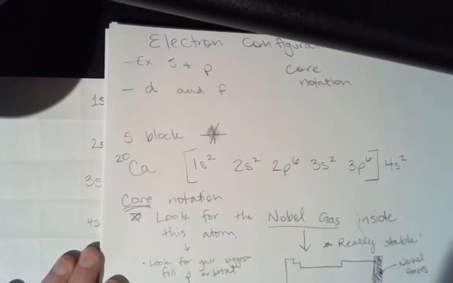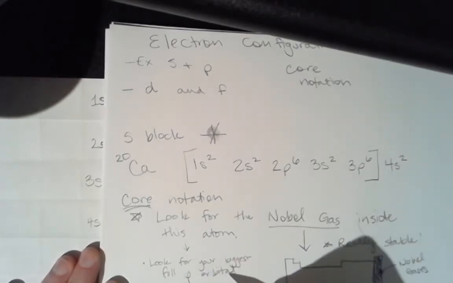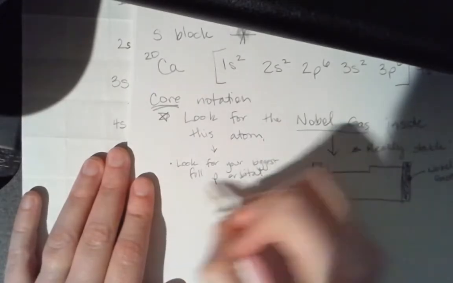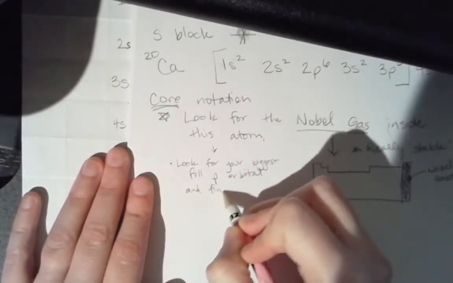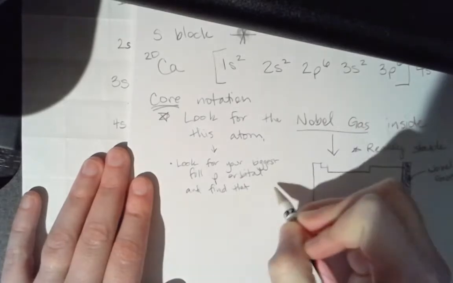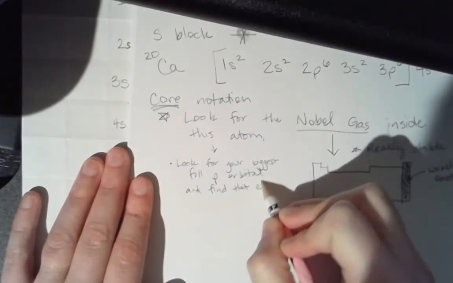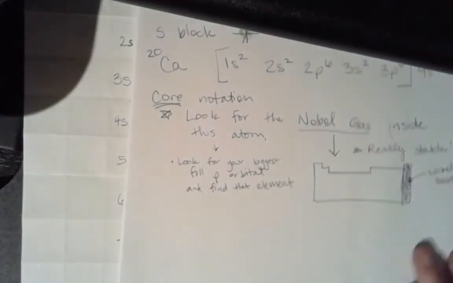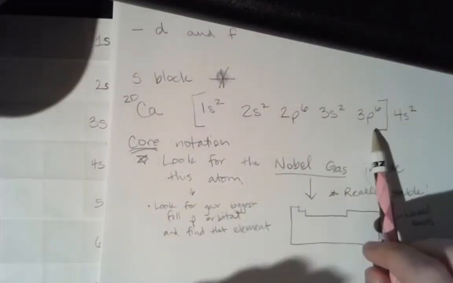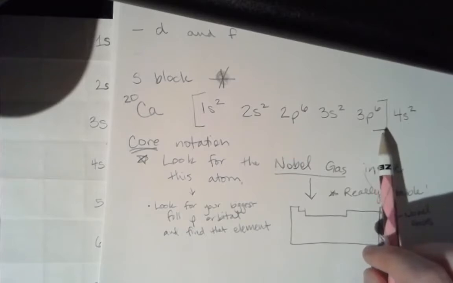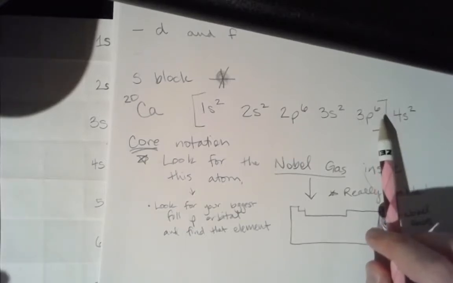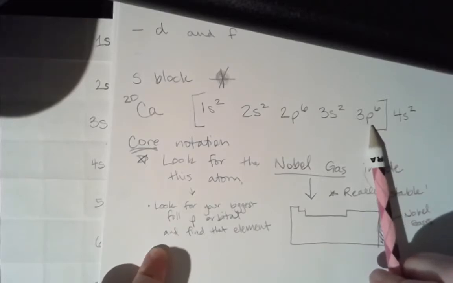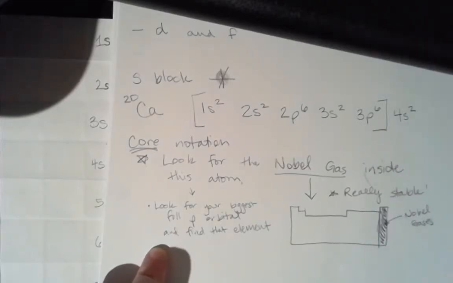So we can either look for the biggest full P orbital and then find that element. So what I mean by that is here we found our biggest full P is a 3p with 6 electrons in it. We look for the biggest full P. We found it, 3p. Find that element. So we found that our full 3p was argon.